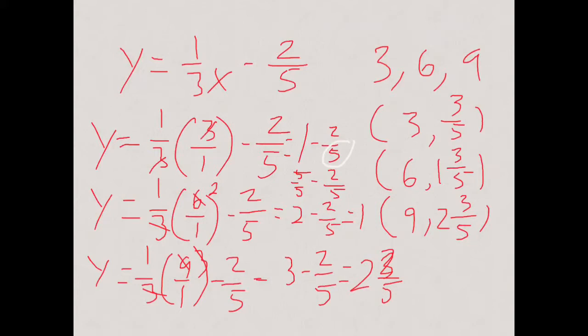But what I'm also seeing is that anytime I use 3, 6, or 9, I'm only going to get 3/5, 1 and 3/5, and 2 and 3/5. I won't put in 3 again and get a different number than 3/5, because every time I plug in the 3 where the x is, I get 1, and when I subtract 2/5 from 1, I get 3/5. It never changes. So, this is a function.